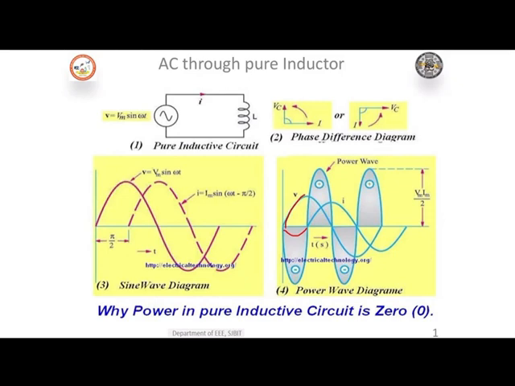During this condition, the voltage is positive and the current is positive. So both are positive, and I get the power value as positive. Next, the voltage is negative and the current is positive. The resultant will be negative. Next condition, the voltage is negative and the current is negative. Minus into minus will give you a positive value. So now you can observe that for one positive cycle of power, I get one negative cycle of power with the same magnitude. So the resultant power will be 0. We can come to the conclusion that the power consumed by a pure inductor, or the average power in a pure inductive circuit, will always be 0.